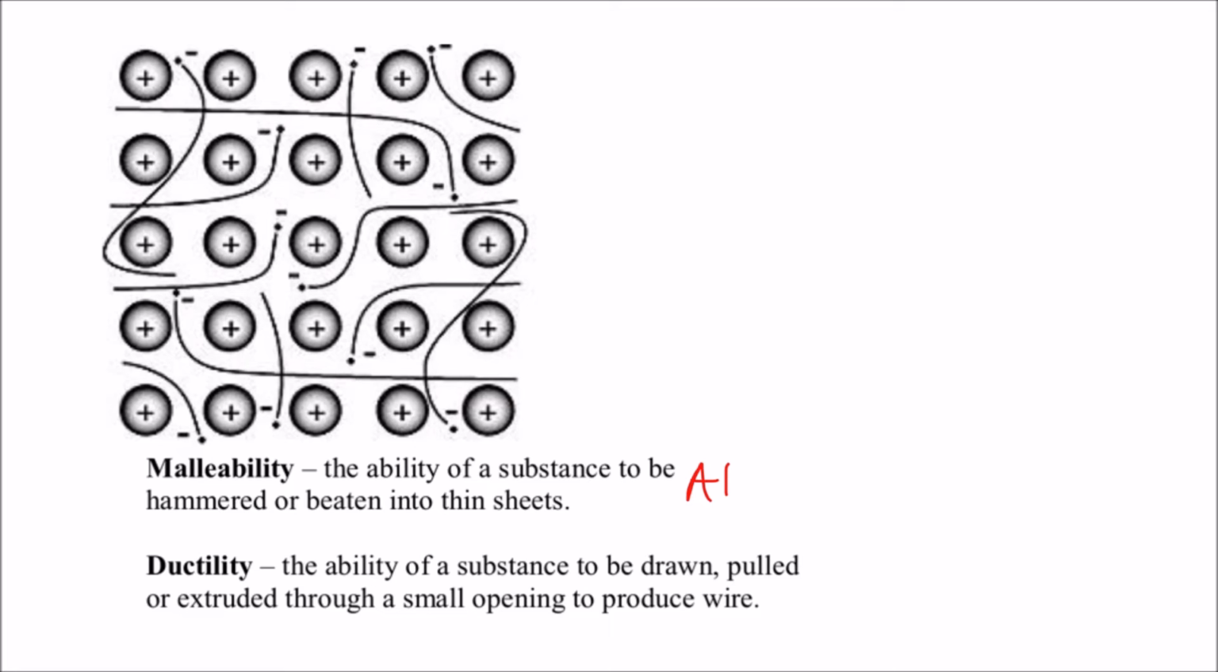And then we have ductility. Ductility is the ability of a substance to be drawn or pulled into a small opening to produce a wire. Obviously, we know copper would be a good example of that because we have tons of copper wire.